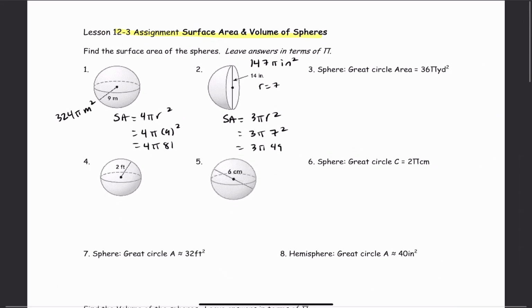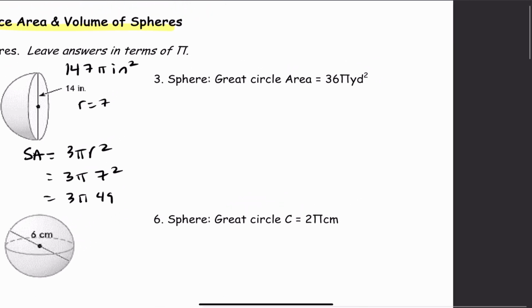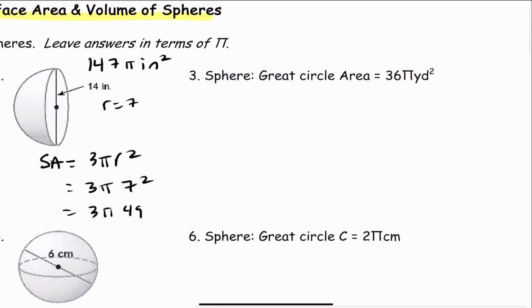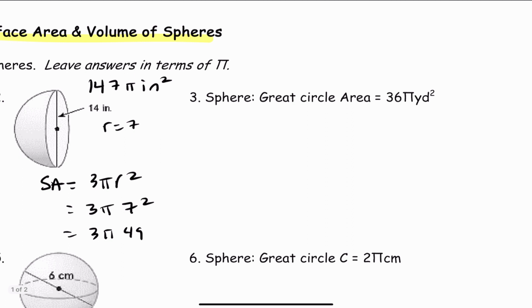Okay, so now I'm going to look at number 3. So you're going to find the surface area of the sphere if the great circle area is 36 pi square yards. Okay, so the surface area of the sphere formula is 4 pi r squared.